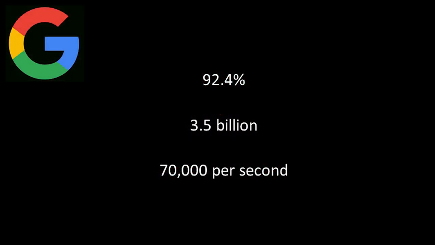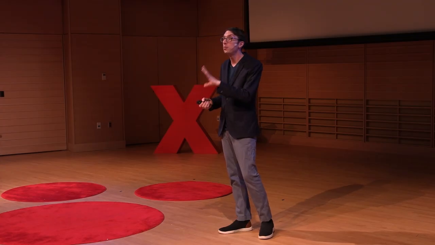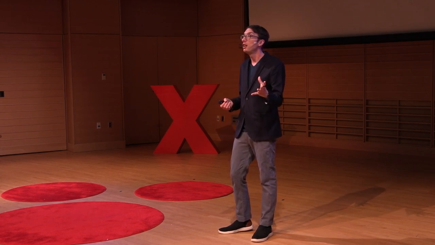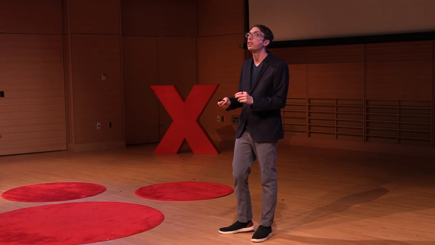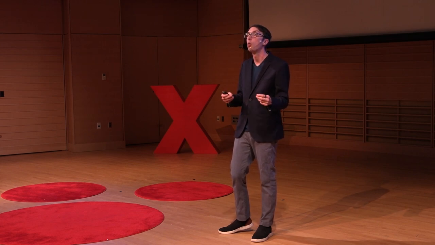Most estimates place Google at about 92.4% of the search engine market, that there are 3.5 billion Google searches per day, and that there are 70,000 Google searches per second. What this means is for the vast majority of information on the internet, and for the average user, the Google PageRank algorithm is the arbiter of what information that user sees or does not see. And its PageRank is a critically important piece of information.